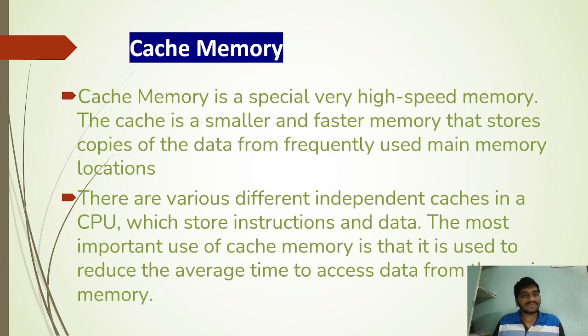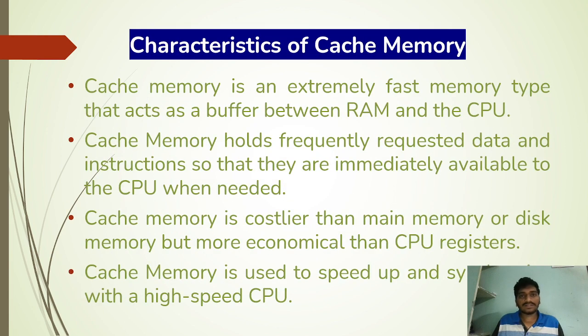Today we're going to discuss cache memory. Cache memory is a special, very high-speed memory. The cache is a smaller and faster memory that stores copies of the data from frequently used main memory locations. There are various different independent caches in a CPU, which store instructions and data. The most important use of cache memory is that it is used to reduce the average time to access data from the main memory. The next slide discusses the characteristics of the cache memory.